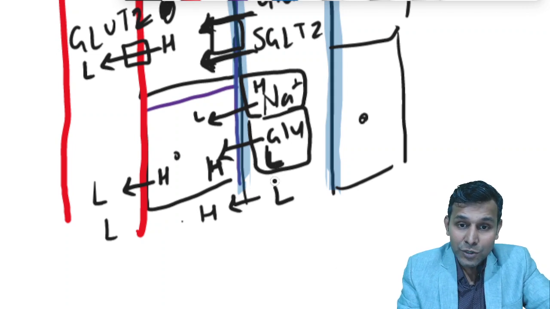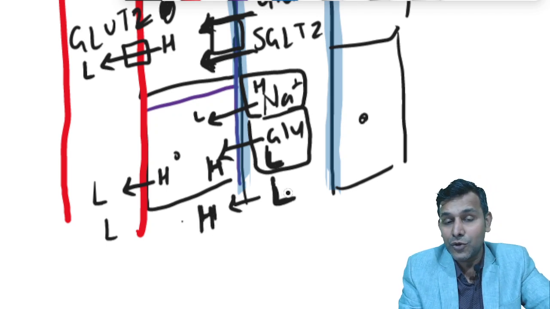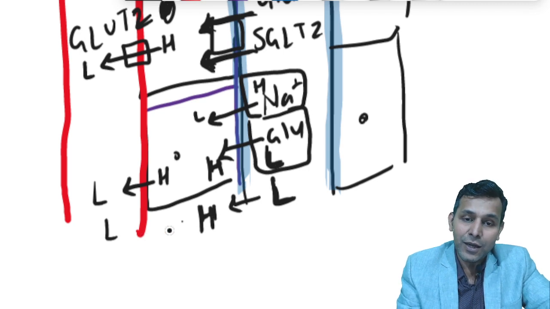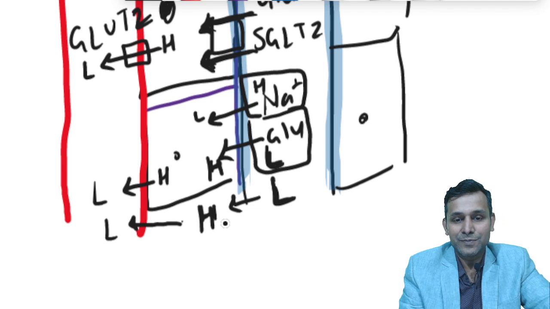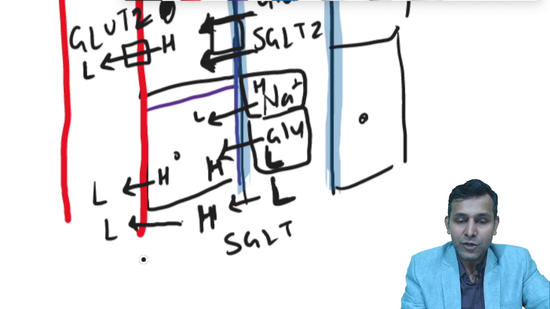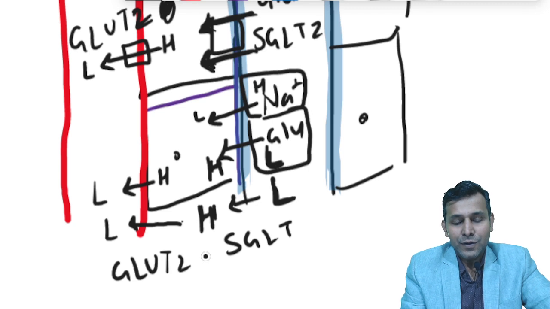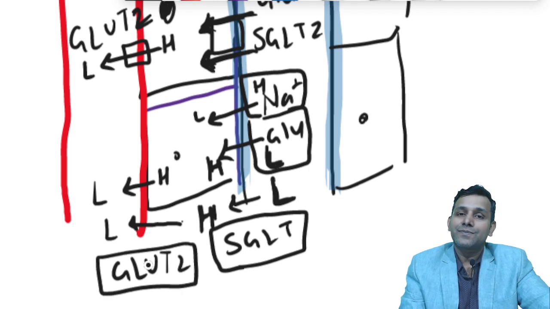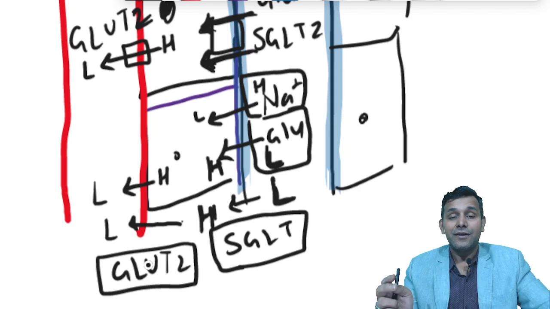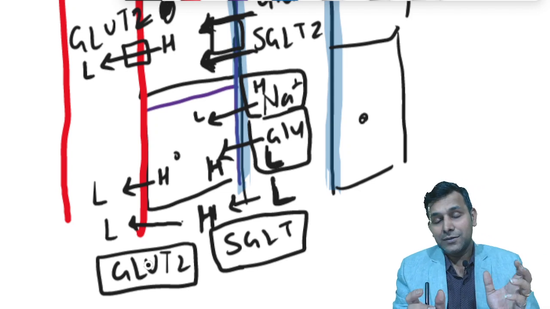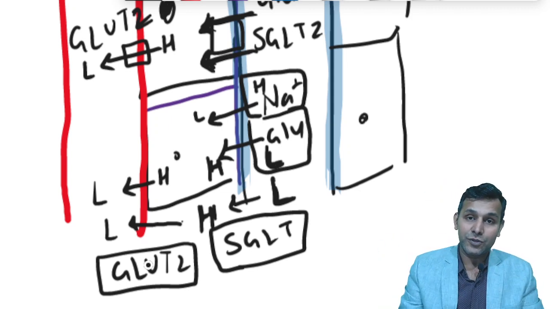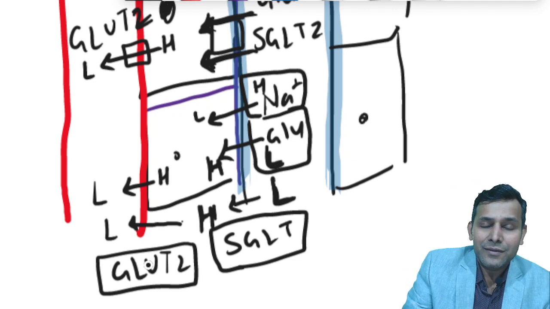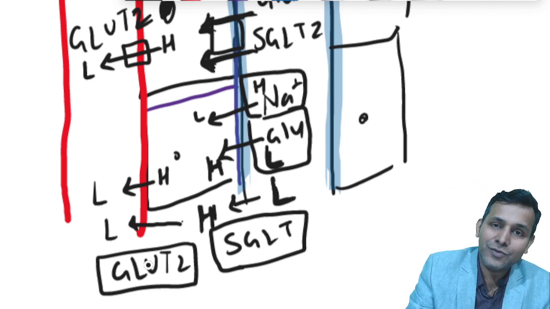I repeat, the glucose gradient is lower concentration to higher concentration from lumen to cell, and from cell to blood it is from higher concentration to lower concentration. That's why from lumen to cell we are using SGLT, and from cell to blood we are using GLUT2. So this is an active transport and this is a passive transport. This is a very excellent example where two transporters are working to achieve the reabsorption of glucose. The question arises here, how do we achieve this sodium movement?